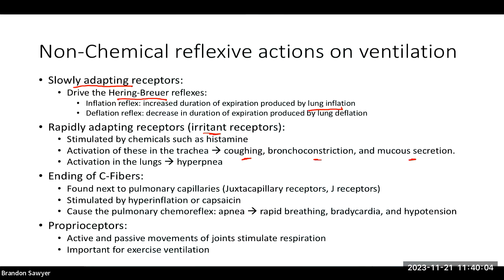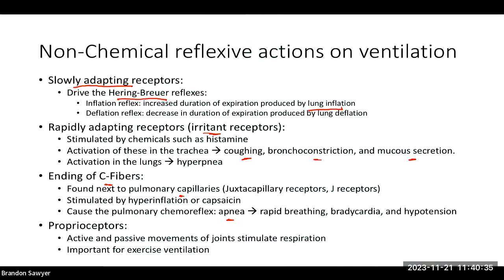Okay, we also have C fiber nerve endings all throughout our airways, especially down in the pulmonary capillaries. Okay, and these are stimulated by capsaicin. And this is a different type of reflex that can happen called the pulmonary chemoreflex, which can lead to a brief period of apnea. So rapid breathing, bradycardia, and hypotension is all kind of triggered by capsaicin or hyperinflation of the lungs.